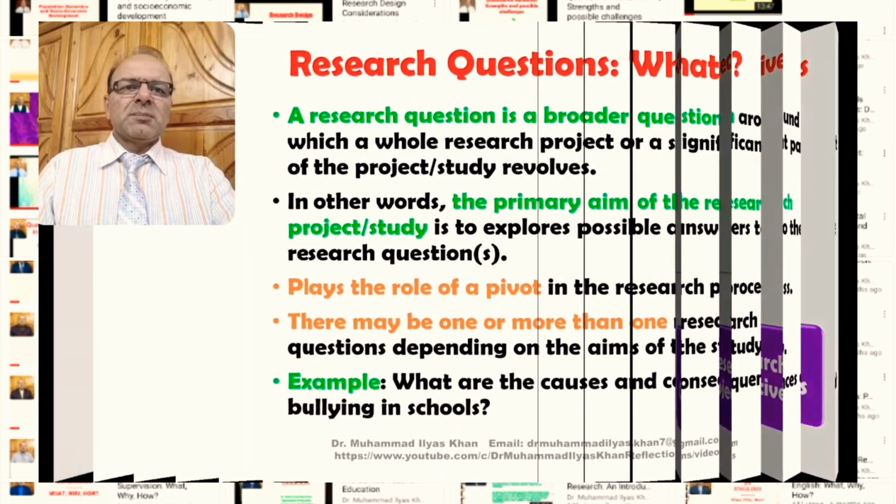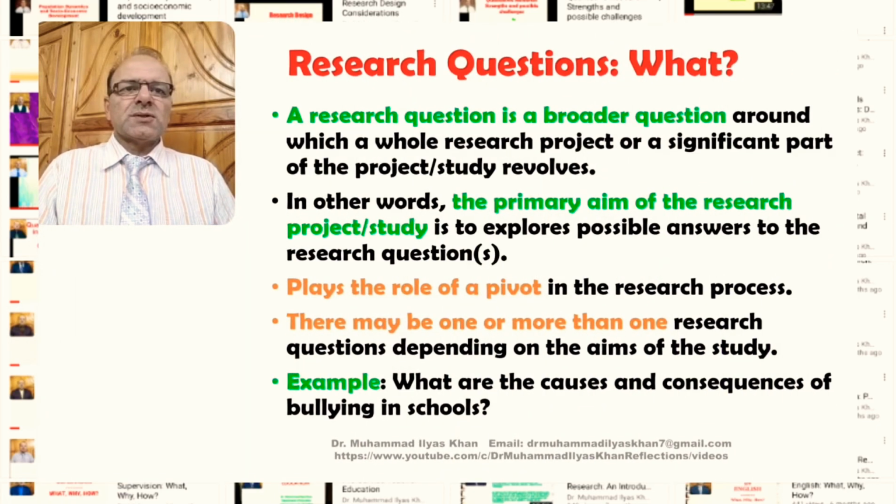So first, let's begin with a brief introduction to research questions. Now, first of all, what are research questions? A research question is a broader question around which the research process or the research project revolves. So we can say that the primary aim of the research project is to explore possible answers to the research questions. So we can also say that research questions play the role of a pivot in the research process, and so the whole research process actually revolves around finding answers to the research question or research questions.